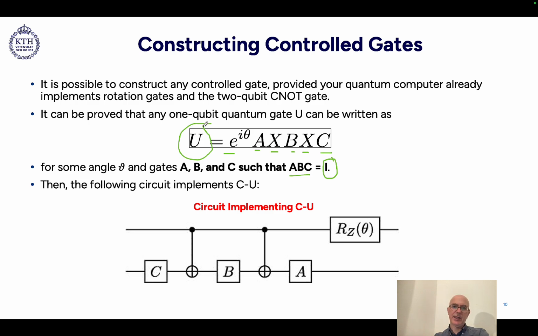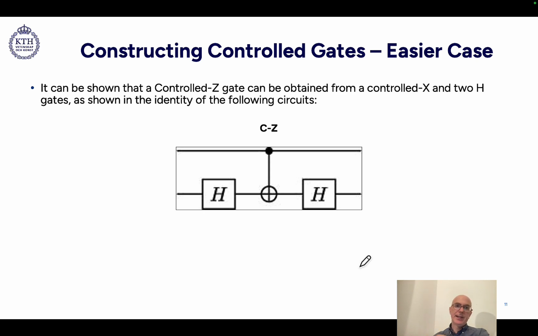This can be generalized to controlled operations, so the X gate becomes a controlled X gate, and we can write any controlled U quantum operation by applying this sequence of operations. This is the last slide. I just want to mention that a controlled Z gate can be obtained from a controlled X and 2 Hadamard gates, as shown in the identity of the following sequences.